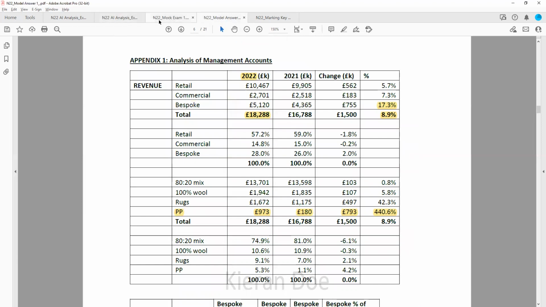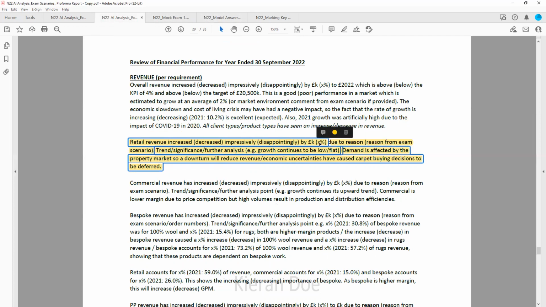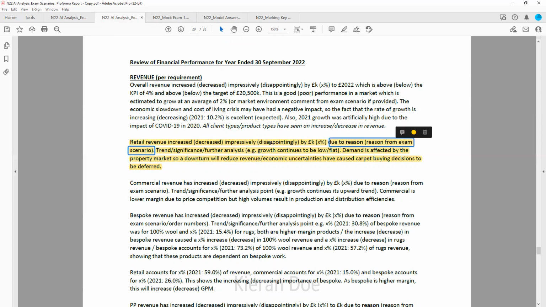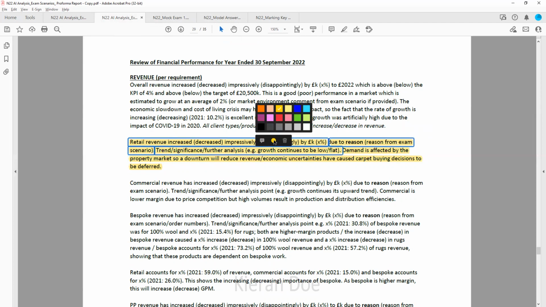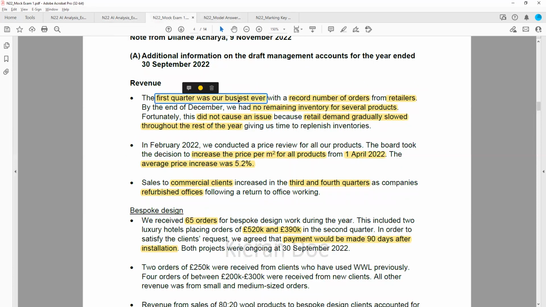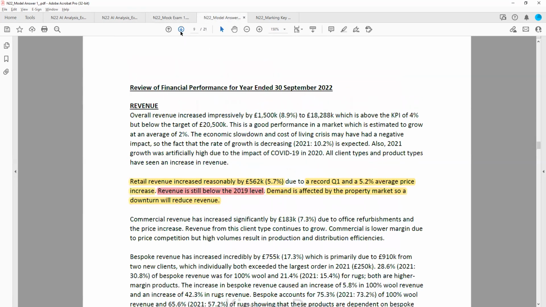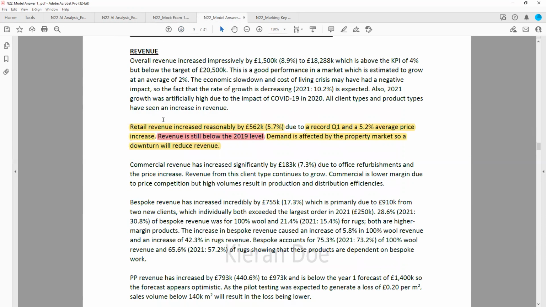But absolutely every time you need to have number, reason, and try to get a further insight point as well. So you always need that number, reason, and then trying to get a further insight point each time. And then a few context points. So of course, we've got the reasons from here, first quarter, busiest ever, record orders from retailers. That's going to be our reason there for retailers. So we can start off just as I demonstrated there.